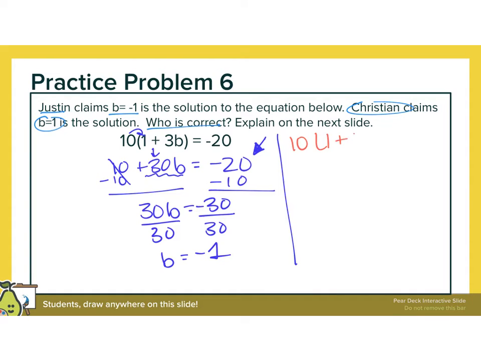10 plus 30 times negative 1 equals negative 20. 10, 1 minus 4, negative 20. 10, negative 3. Uh-oh. What did I do wrong? Oh, that's wrong. Shoot. Gotta erase. Did you guys see my mistake?